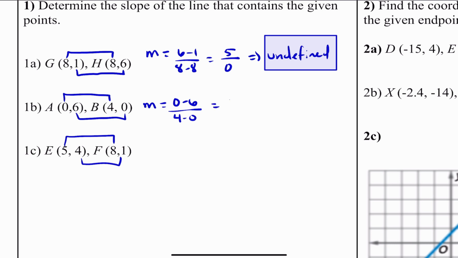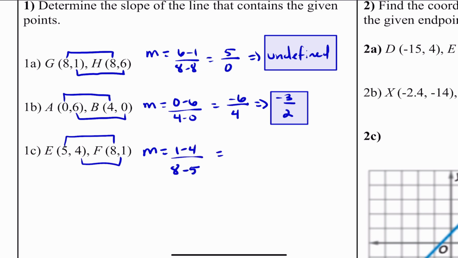That's 0 minus 6. It's going to become negative. So negative 6 over 4. Then I can reduce that because 2 goes into 6 and 2 goes into 4. So that's negative 3 over 2. That's my answer. Okay. And over here, I got m equals 1 minus 4 over 8 minus 5, negative 3 over 3. I can reduce that. That's going to become negative 1. So this is my slope. Okay?